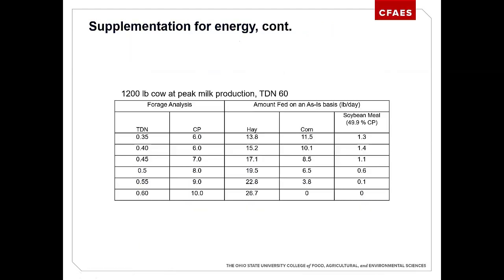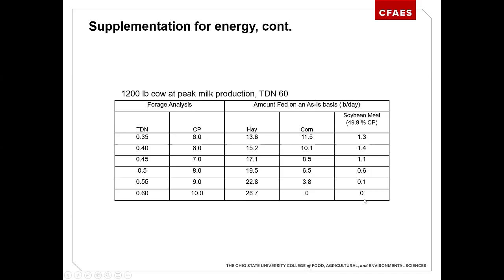So what happens if we get to peak milk production? It really goes up. 15 pounds of hay, we'd have to take corn up to 10 pounds and still a pound and a half of soybean meal. If we weren't at 60 for a TDN and 10% crude protein, that's the only hay sample that would meet that animal's requirement.